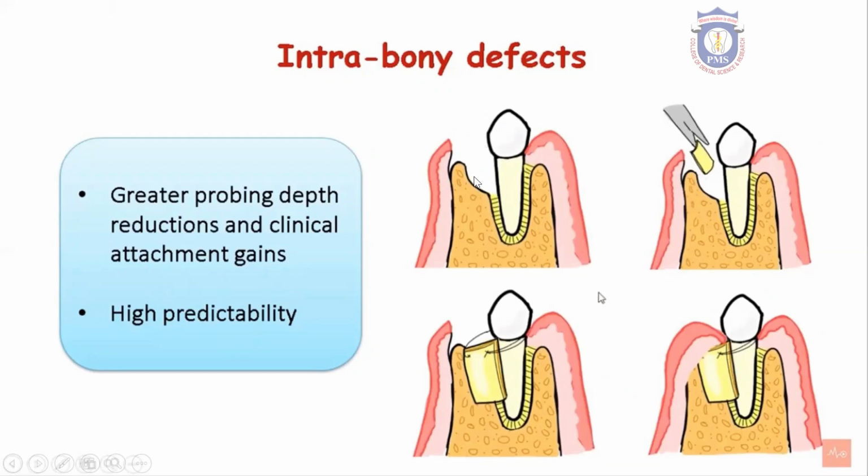So this is the defect area in which you will raise the flap, you will debride the area, and you will place the GTR membrane accordingly, and you will secure the GTR membrane in position with a sling suture, and then the flap is repositioned either on the same side or the flap is placed coronally, and then sutures are given. So this is a technique which we'll be discussing later. So these are the results in furcation and intrabony defects by using a GTR membrane.